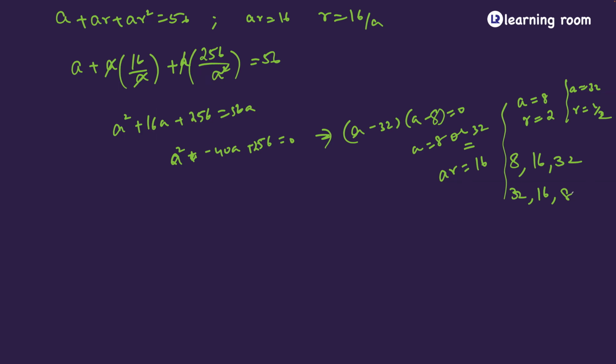Why? When I take A is equal to 8, R is 2. So you need to multiply it with 2. When I take A is equal to 32, I need to multiply with half. So I need to make half of it. Clear? Did you get? R is equal to 1/2, A is equal to 16 bar.